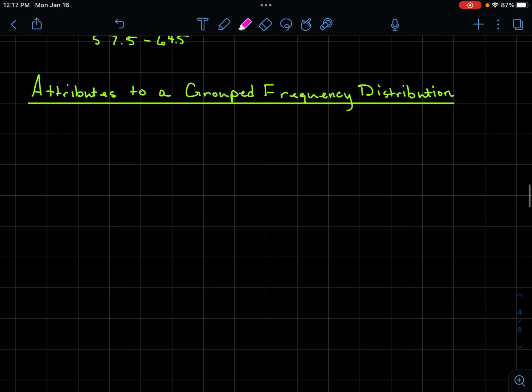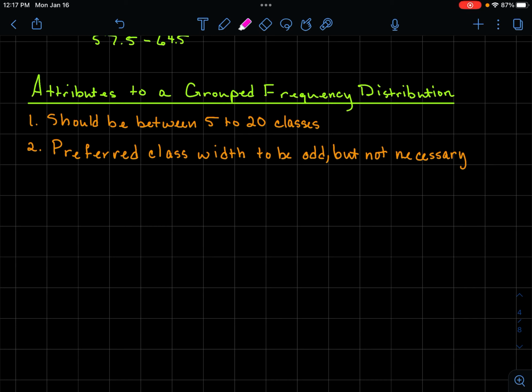What are all the attributes that are used to describe a grouped frequency distribution? One, you should always have between 5 to 20 classes. We don't want to be lower than 5, or our data is going to be thrown into too many different classes. We're not really going to get a true reading on all of the data. Two, it is preferred that our class width be odd, but it's not an absolute necessity.